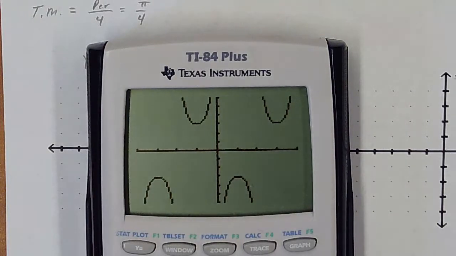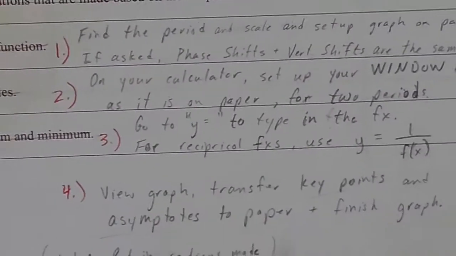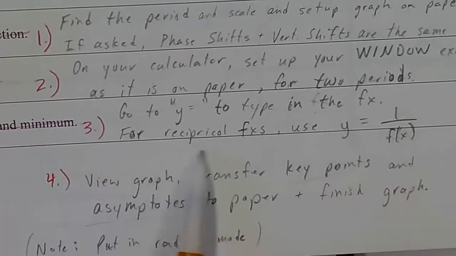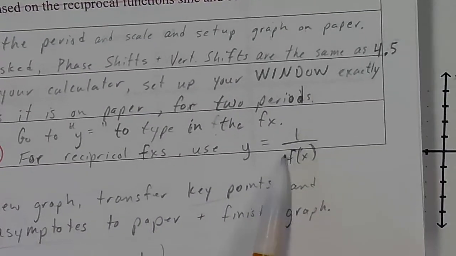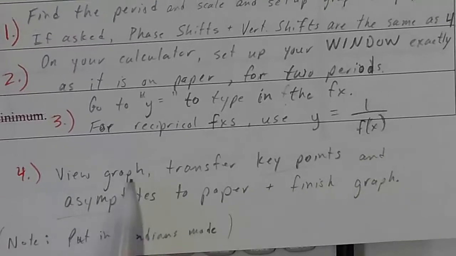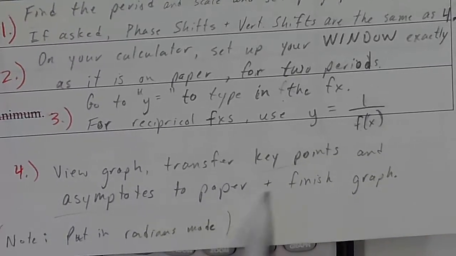Okay, so there's the graph. So that was kind of step 3. Go to your y equals, type in the function. Remember, we need to do 1 over the function. Okay? And then we've got to view the graph, transfer key points, and then the asymptotes.